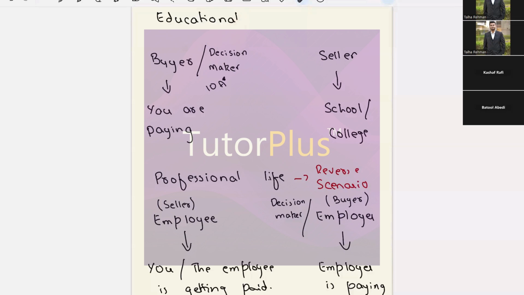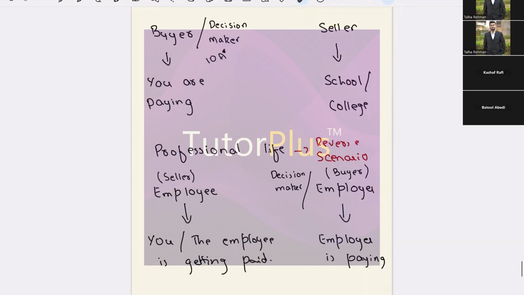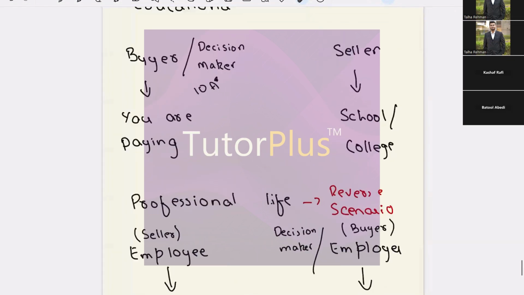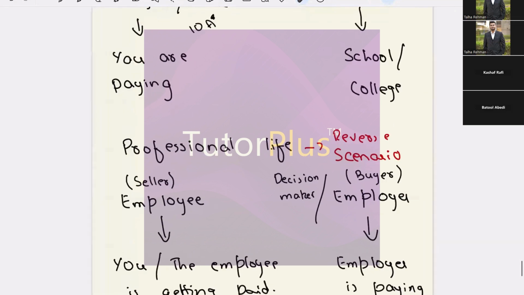Now I'm going to do a bit of discussion which is not directly related to the IBA test itself, but it is somehow related to the university. When we are the buyer and the decision maker, we decide which intermediate college or which A levels college we will eventually go to. In professional life, please remember, it's the employer who's the buyer. You, being the employee, would be the seller.